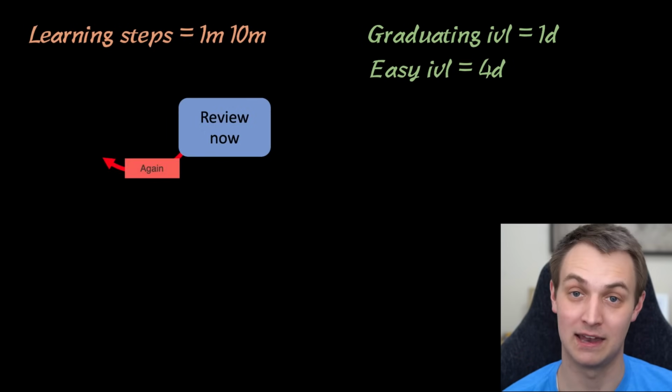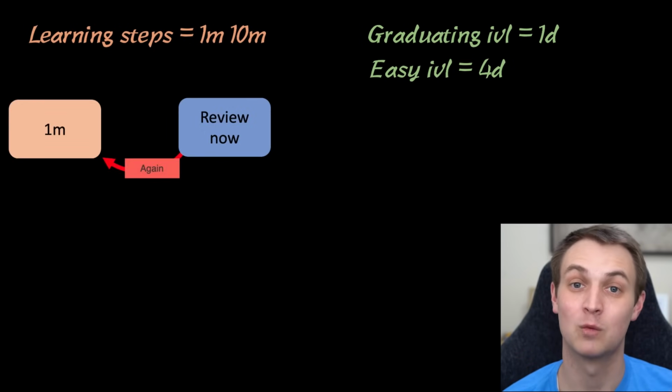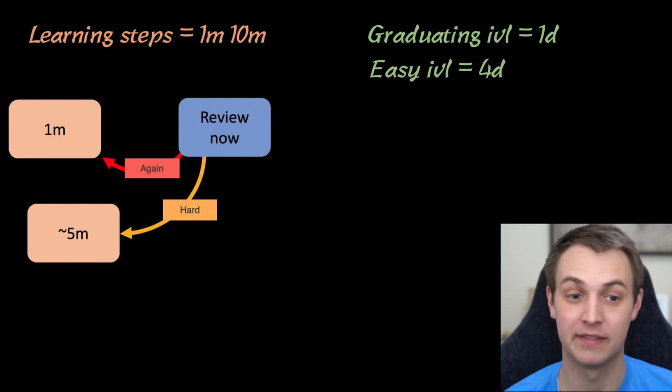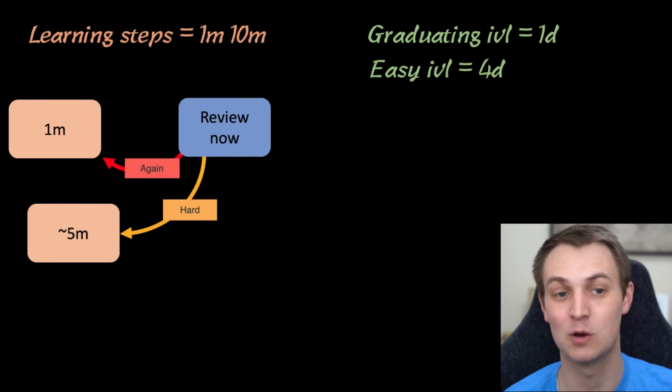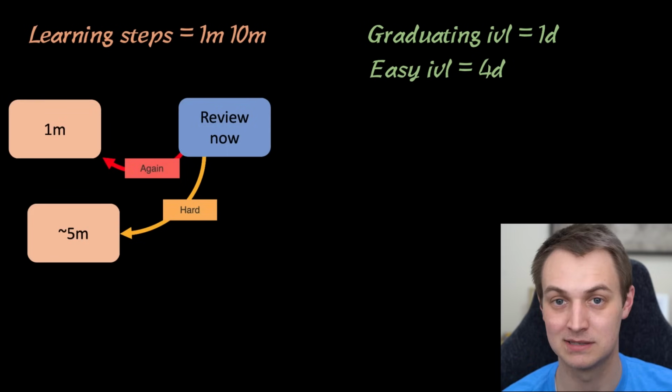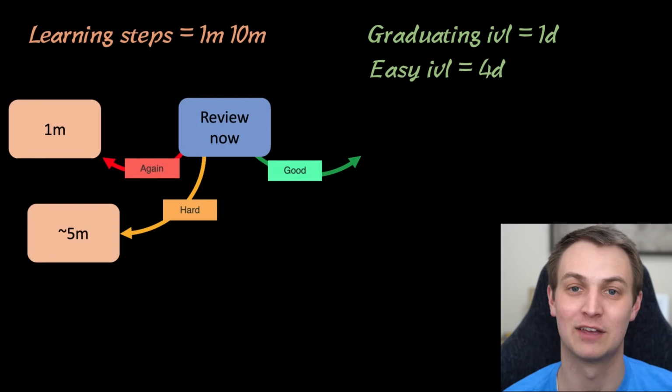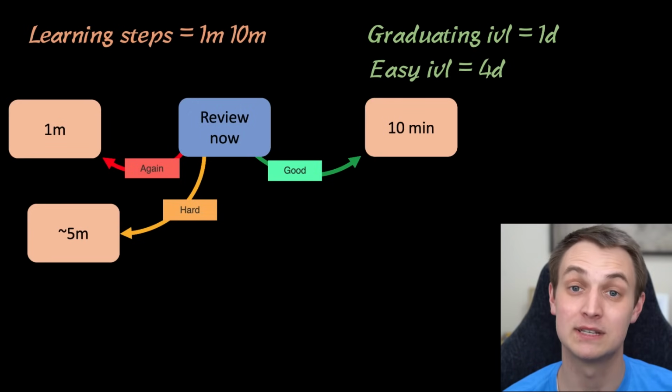If you hit again on that card, it is going to come back in 1 minute, or what the first learning step is. If you hit hard on that, it's going to be about 5 minutes, because it goes between the 1 minute and the 10 minutes when it's a learning card. The next thing is if you hit good, which is probably what you're going to hit 90% of the time, it's going to go to 10 minutes, which is the first learning step.